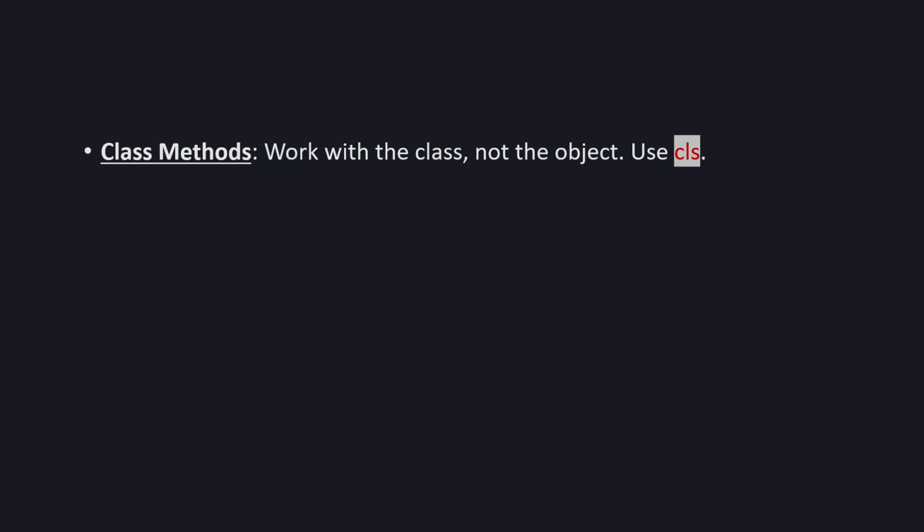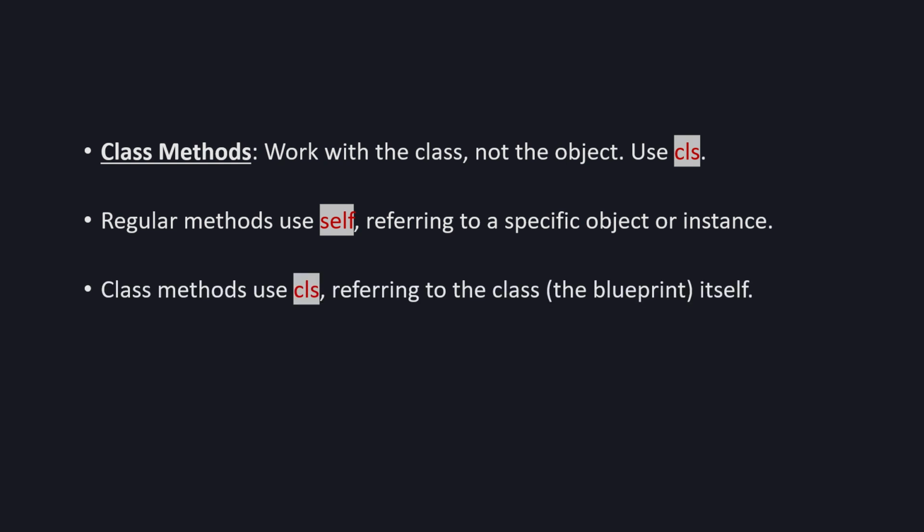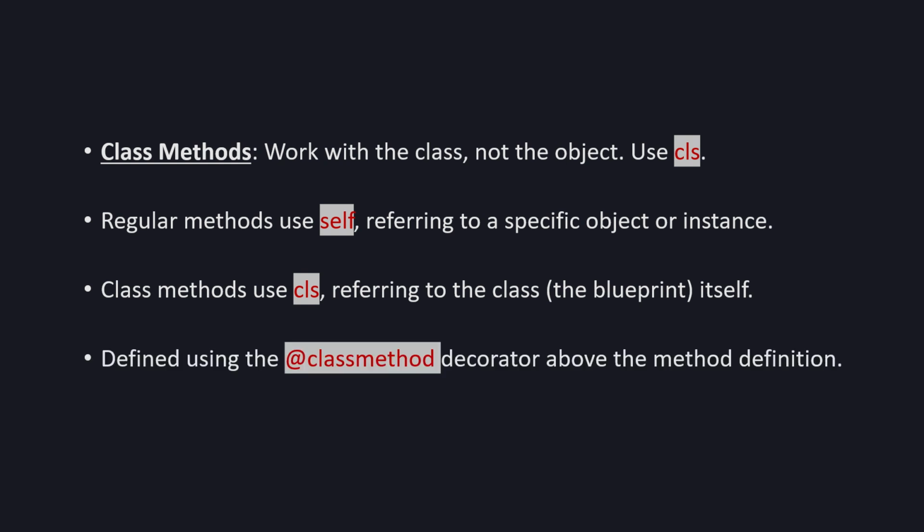So what are they? You already know about regular methods, right? The ones that take self as their first input. Self refers to a specific object or instance you have created. A class method is different. Its first input is cls, which is just a short name for class. This means the method works on the class itself, the blueprint, not on a specific object made from the blueprint. You tell Python you're making a class method by putting @classmethod on the line right above it. This little tag is called a decorator.